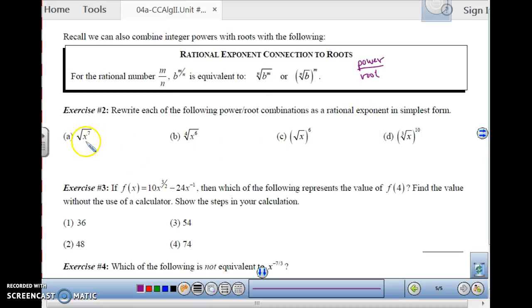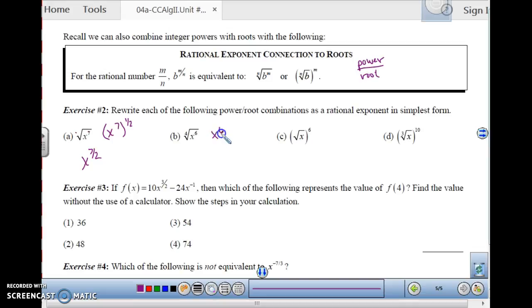Okay, so the square root of x to the 7th. Well, we can rewrite this as x to the 7th to the 1/2 power. All right, so power to a power, it's going to be x to the 7 over 2. Okay, power over root. Okay, the 4th root of x to the 6th.